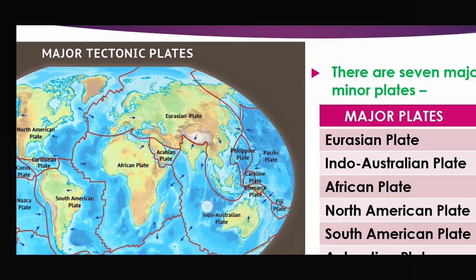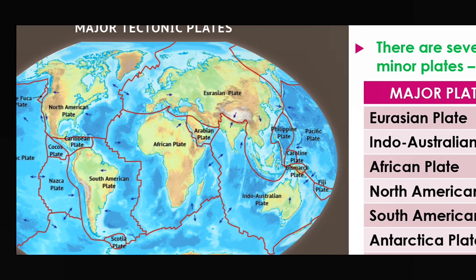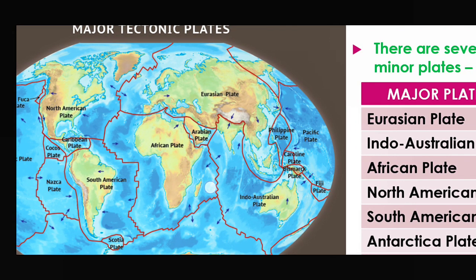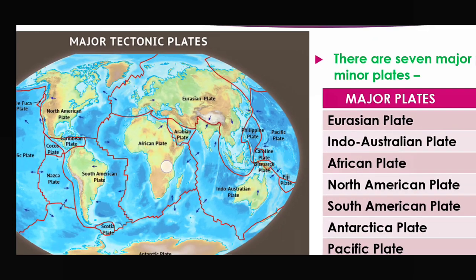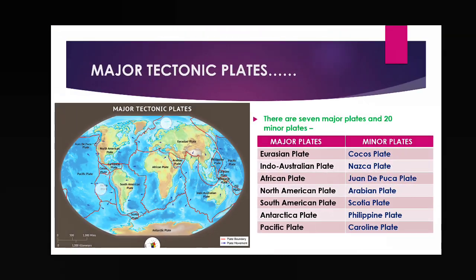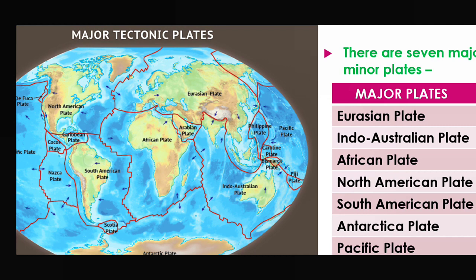Why is the name given Indo-Australian plate? India plus Australia. Take a look. This is Australia, this is India. So that's why, and also here the Indian Ocean is present. So Indo-Australian plate, India plus Australia. And next is the African plate. The total African continent is coming under the African plate. And next is the North American plate. Take a look. This is the North American plate. Next is what? The South American plate. This one is the South American plate.